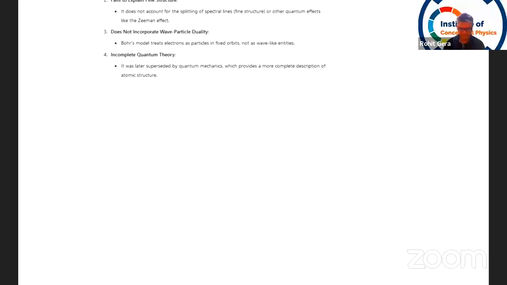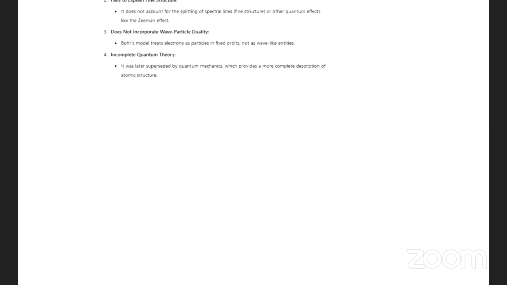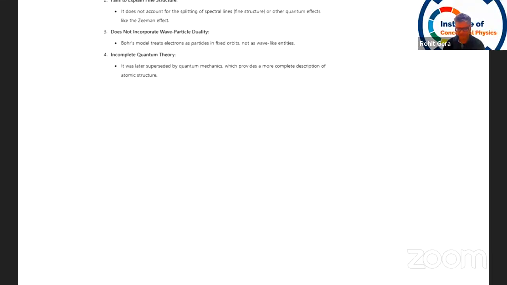Now we will see how to derive the expression for the radius, velocity, and energy. There is an expression for radius also.